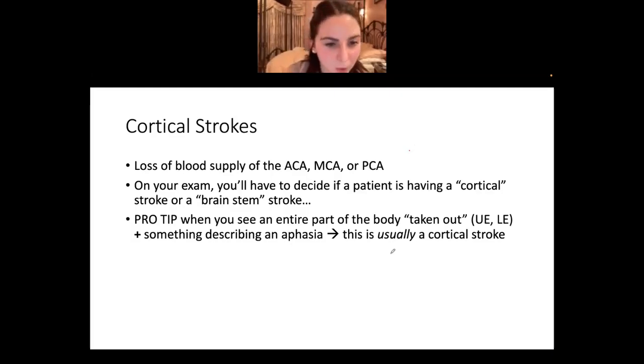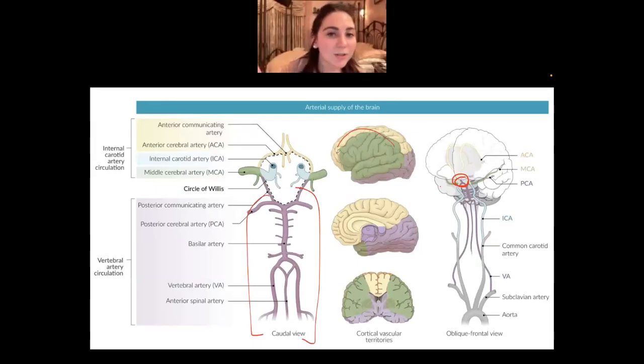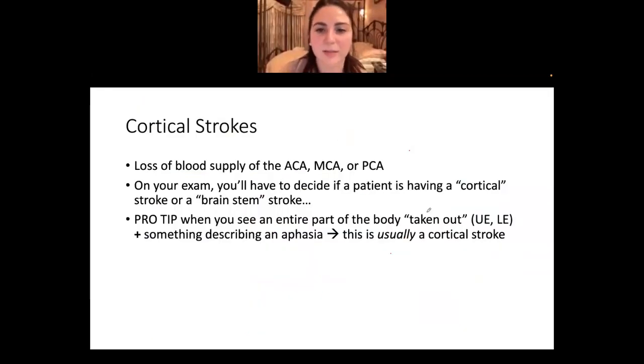So my little pro tip is that these cortical strokes are big. Brainstem strokes affect either the midbrain or the pons or the medulla. They're very pinpointy. Cortical strokes are big strokes. Imagine taking out this entire area of the brain. That's going to be a big stroke. Even the ACA, just huge areas of the brain are getting absolutely taken out by these strokes.